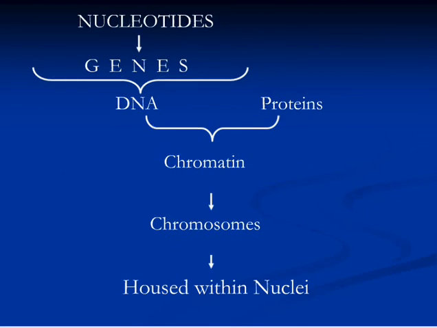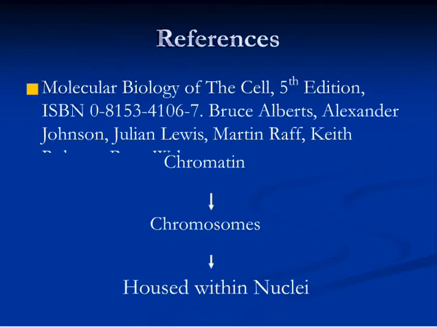Once again, nucleotides make genes, genes make DNA molecule, DNA molecule combines with some special types of proteins to make chromatin. Chromatin makes chromosomes, which are long thread-like structures, and chromosomes are housed within nuclei.